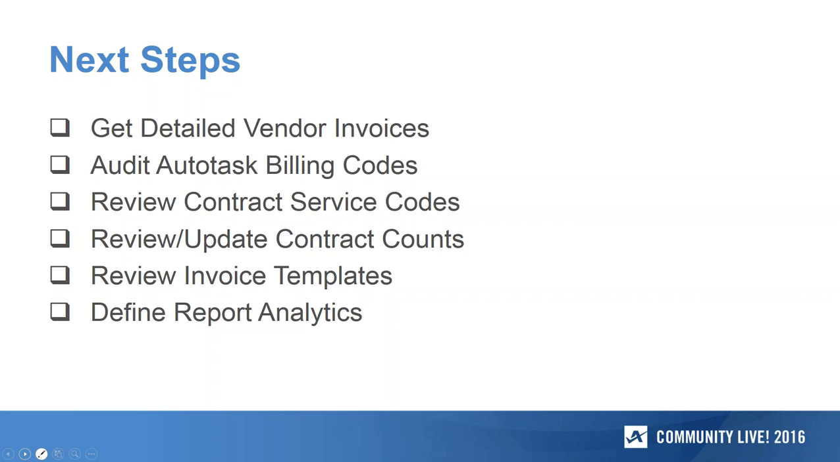Update or modify contract counts if that is needed. Make sure that the quantity that the vendor's billing you for is what you're billing to your client. Review your invoice template configuration to make sure mapping between Autotask and QuickBooks integration will work. And then finally, define your report analytics. Determine what you need in order to manage your contracts today.